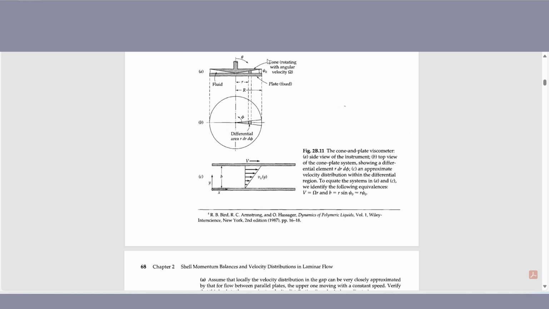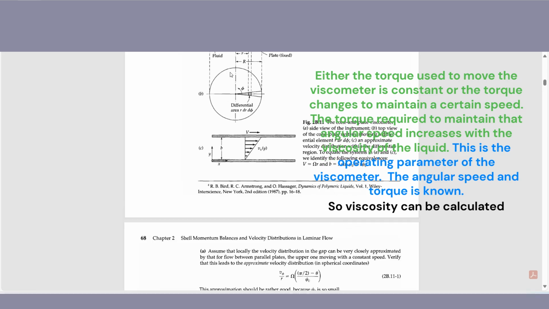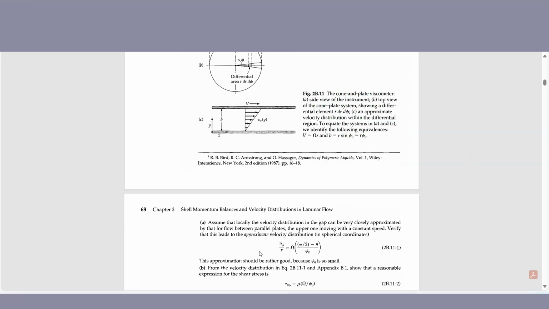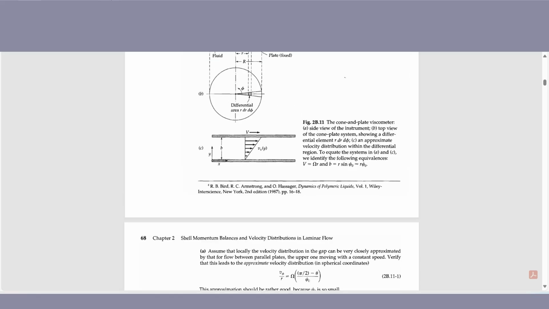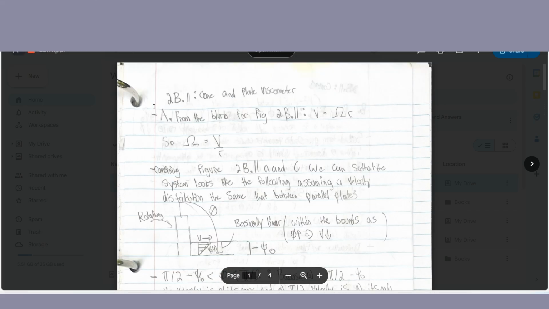The rotation is due to fluid viscosity, or as a function of fluid viscosity. So basically we're just trying to find that rotation, and that will be this function here. You need to understand what's going on with the system itself.